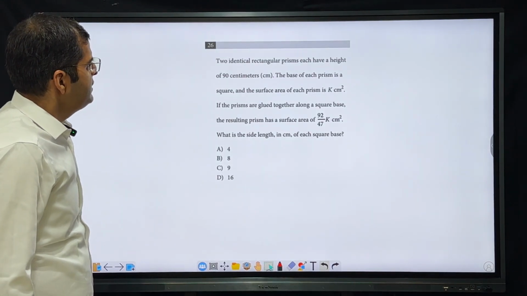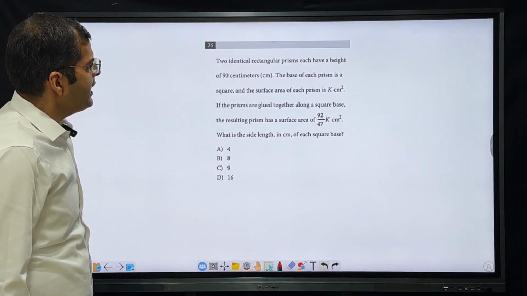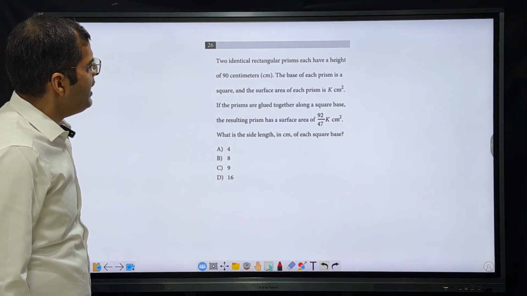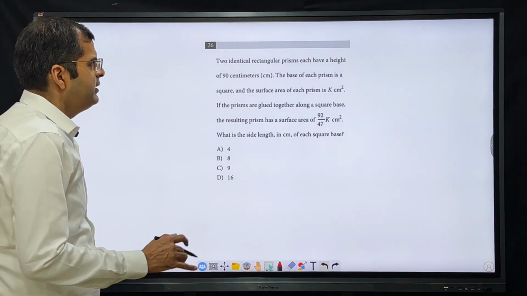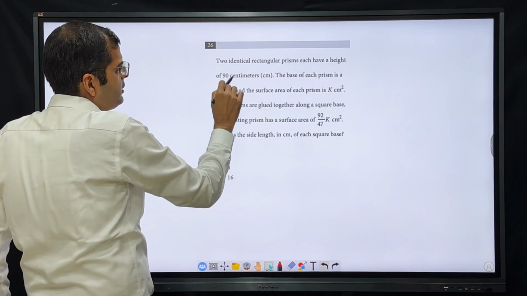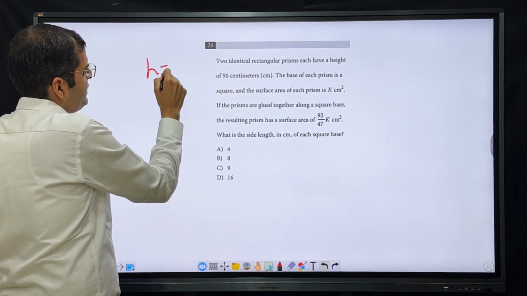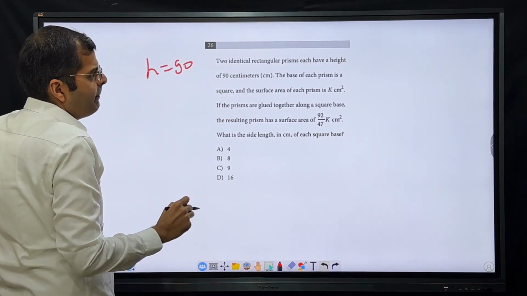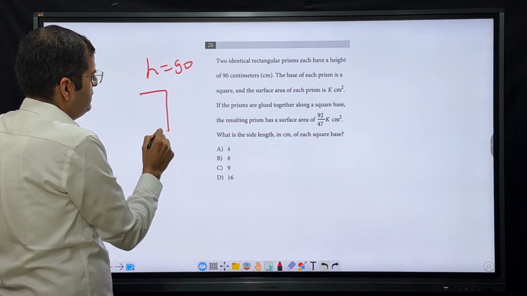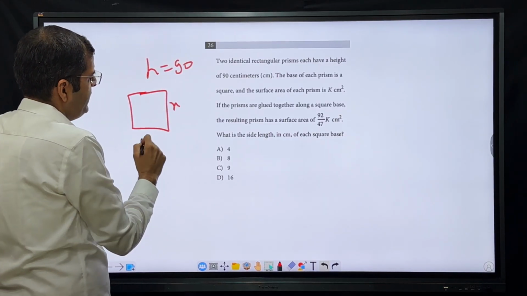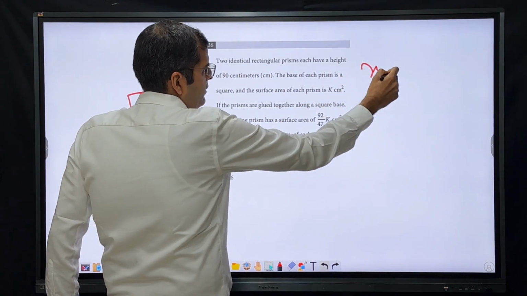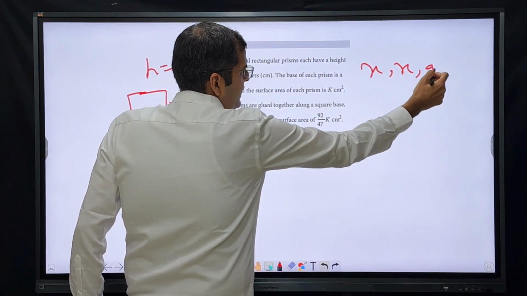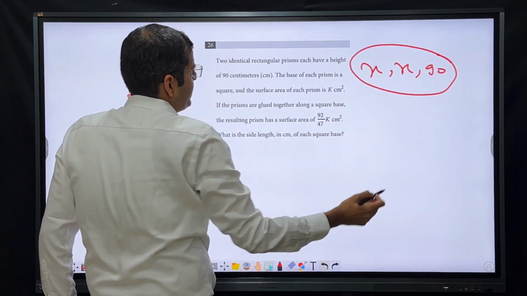Now this one says two identical rectangular prisms each have a height of 90 centimeters. First of all, a rectangular prism is nothing but a cuboid. So each has a height of 90 centimeters. The base of each prism is a square. So the base is a square, let's say the side is x and x. So I have a cuboid, or a rectangular prism, with x, x and 90 as the three sides.